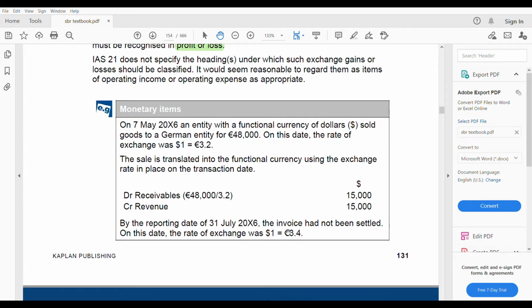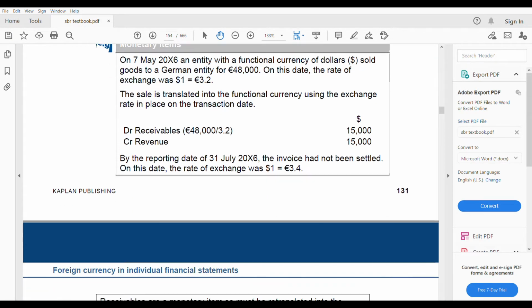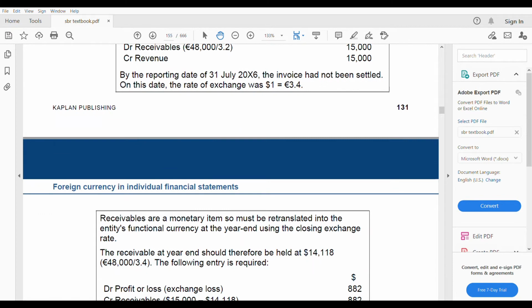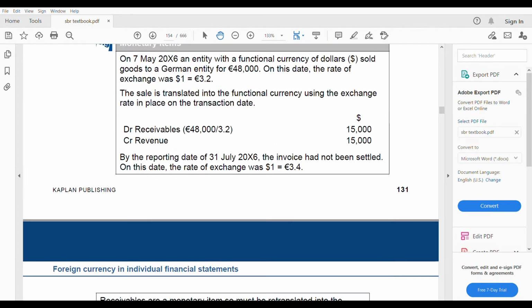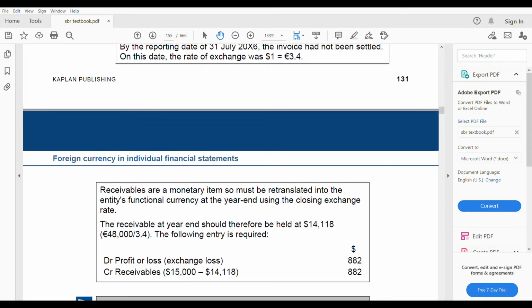The rate of exchange was 1:3.4. So now you have to understand how to deal with it. Receivables are what? Receivables are monetary items. You have to use the closing rate. Okay, so what is the closing rate? It is 3.4. And this will be this one.